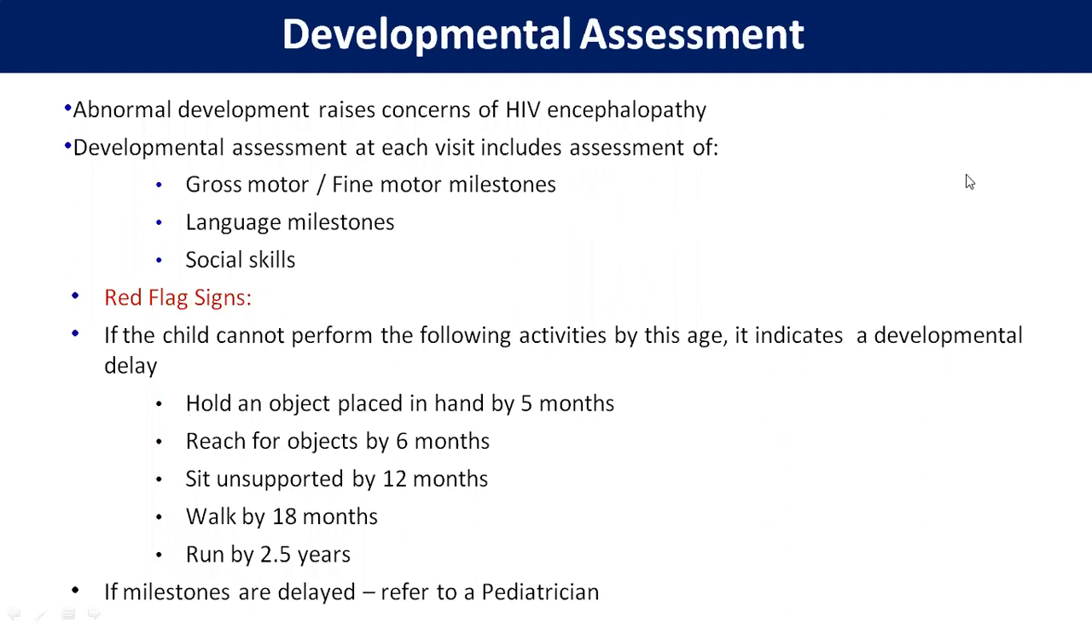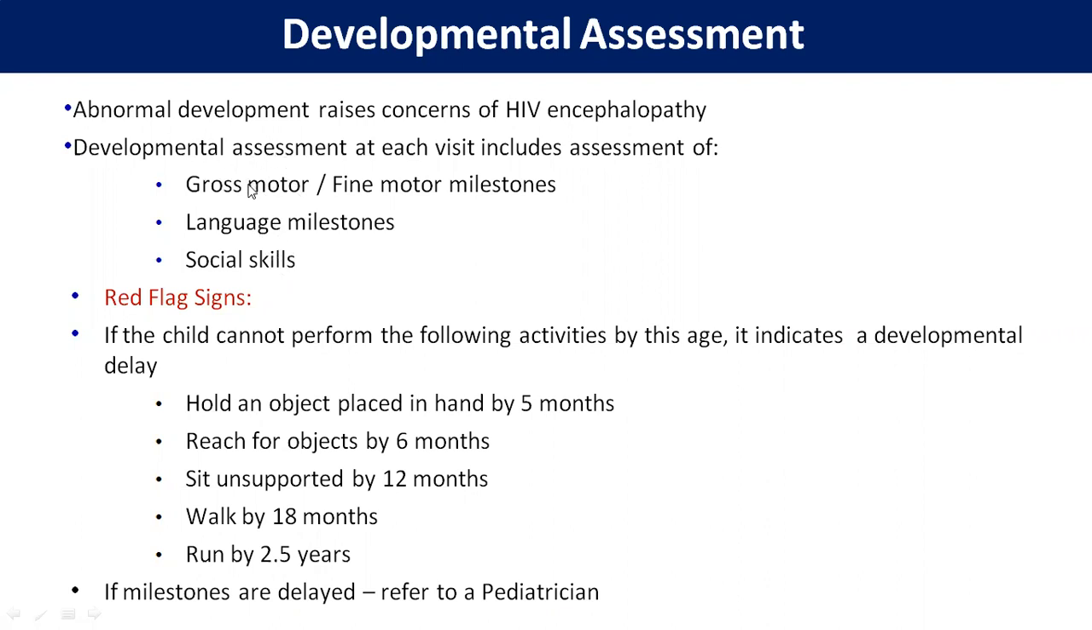Abnormal development may be due to HIV infection, nutritional deficiency, or any other infection, such as tuberculosis, meningitis, or sometimes other neuroinfections. So that is very important. I'm not going into detail with this developmental assessment because it's not possible for you to see it in detail, but at least gross motor, fine motor, language and social skills.